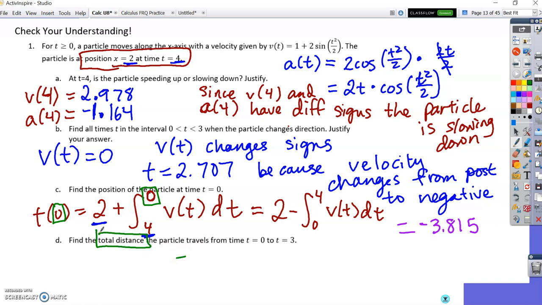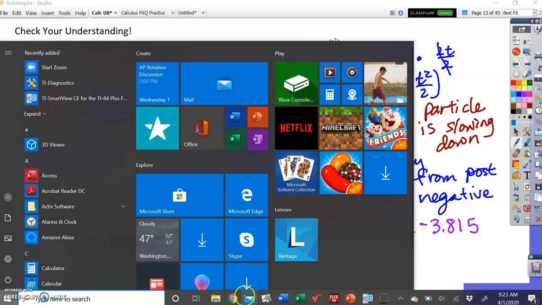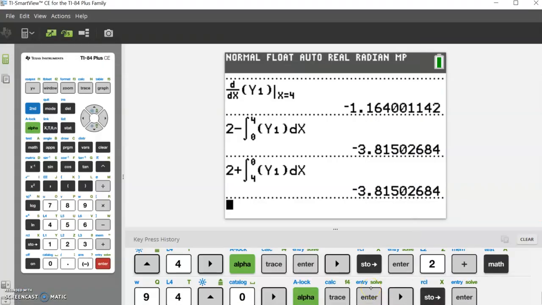That's very, very important. I'm going to take the integral from 0 to 3 of the absolute value of v of t dt. So again, I'm going to let my calculator do this for me. So we'll jump back over to the calculator.